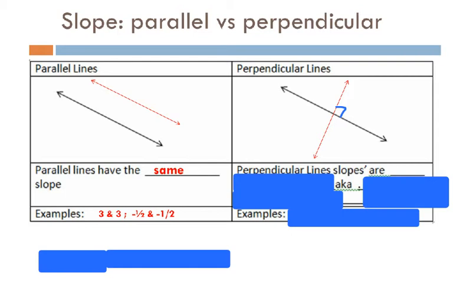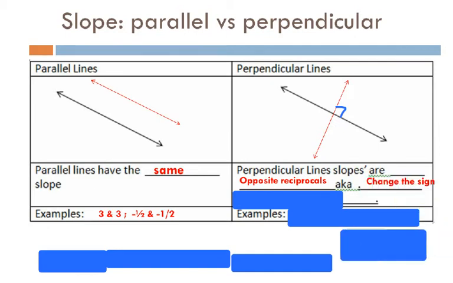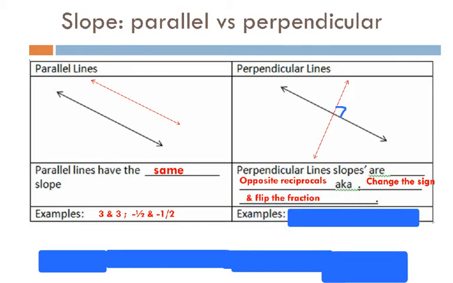Perpendicular line slopes are opposite reciprocals. So what does that mean? That means opposite means you're going to change the sign, so different signs, positive and negative. And reciprocal means you flip the fraction. So examples here would be 3/2 and -2/3.